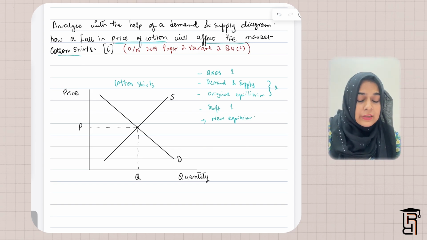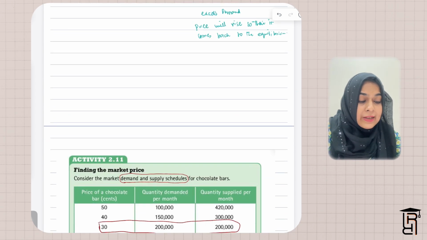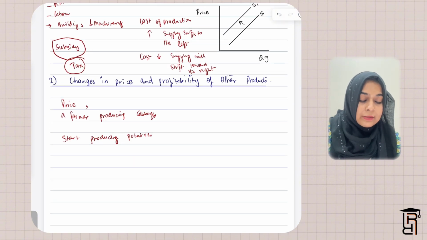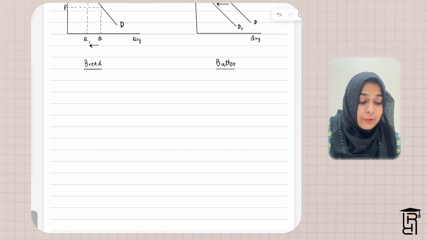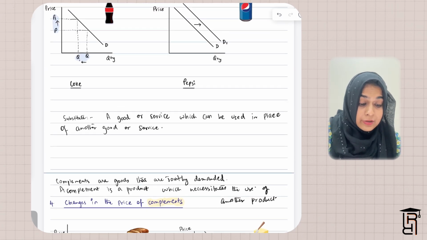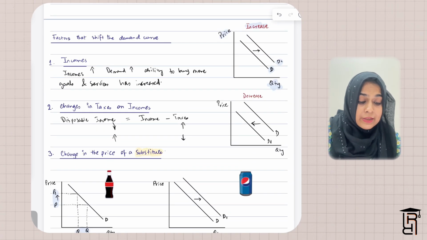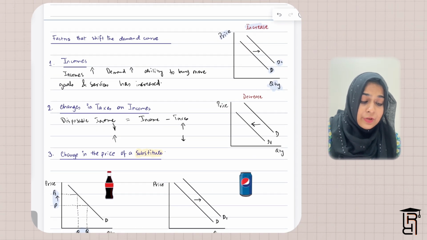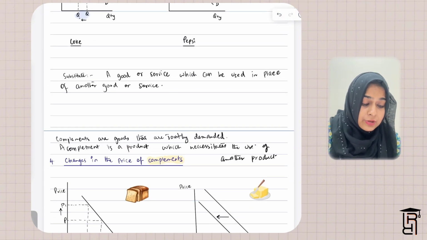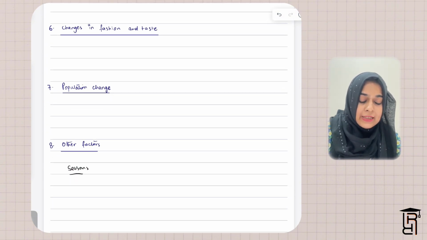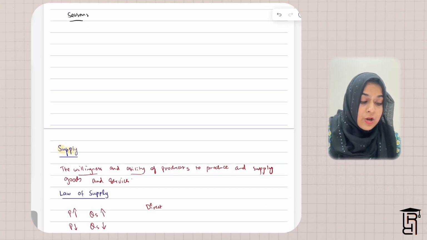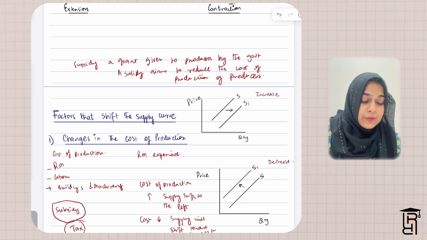It's not a factor that shifts the demand curve, because as you know, and we have discussed in previous videos, the factors that shift the demand curve are: incomes, changes in taxes on incomes, changes in the price of a substitute, changes in the price of complements, advertising, changes in fashion and taste, population change, and other factors. All of these are factors that shift the demand curve.